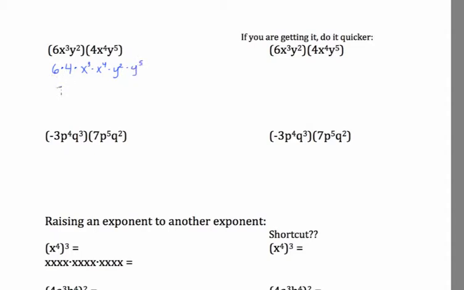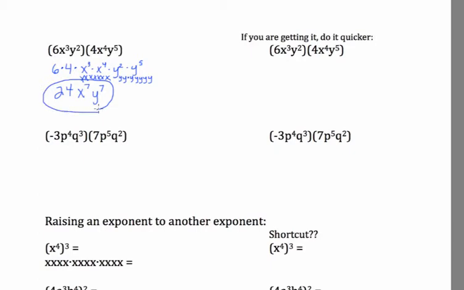Okay, so let's see. 6 times 4, I can simplify that. That's 24. Now x to the 3rd, that's really x times x times x, times x to the 4th is really x times itself 4 times. So what do I really have there? I have x to the 7th. And let's look at the y's. Y squared really means y times itself, times y to the 5th, that means y times itself 5 times. So what do I really have here? 7 y's all multiplied together. That's y to the 7th.